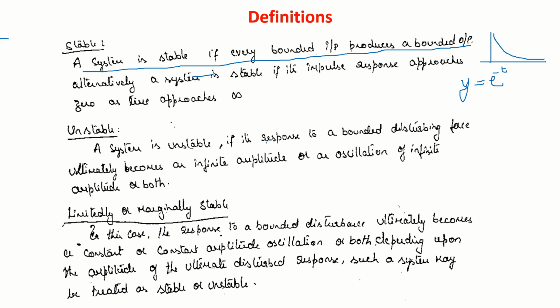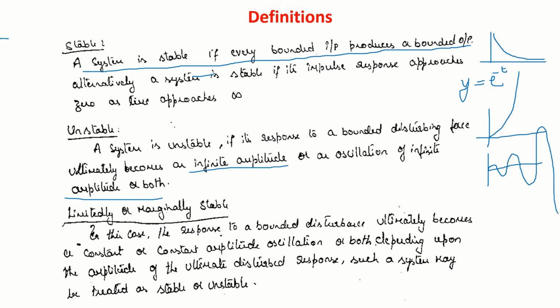Unstable means a system is unstable if its response to a bounded disturbing force ultimately becomes an infinite amplitude, or an oscillation of infinite amplitude, or both. So, as I said, the response may simply build up like this, or the response may start oscillating like this, and with respect to time the amplitude builds up like this. That is the one.